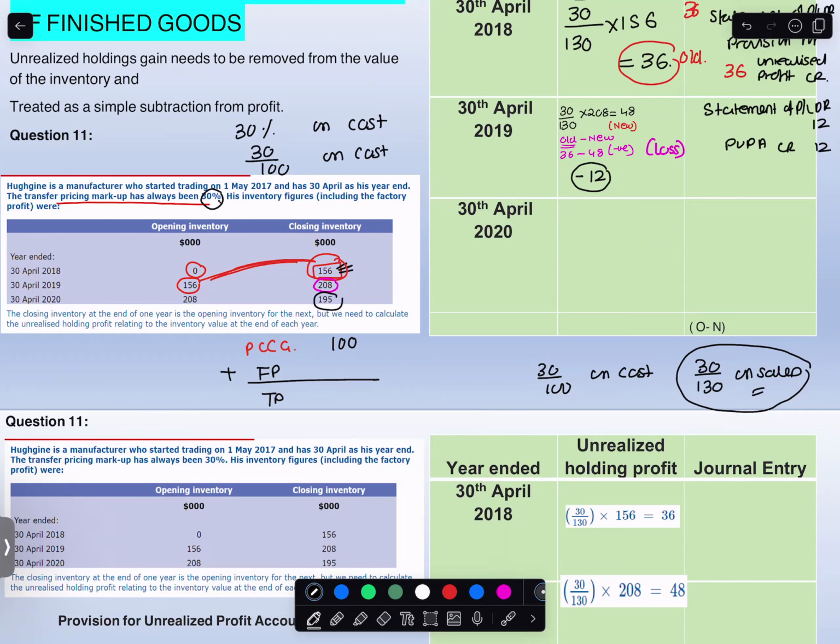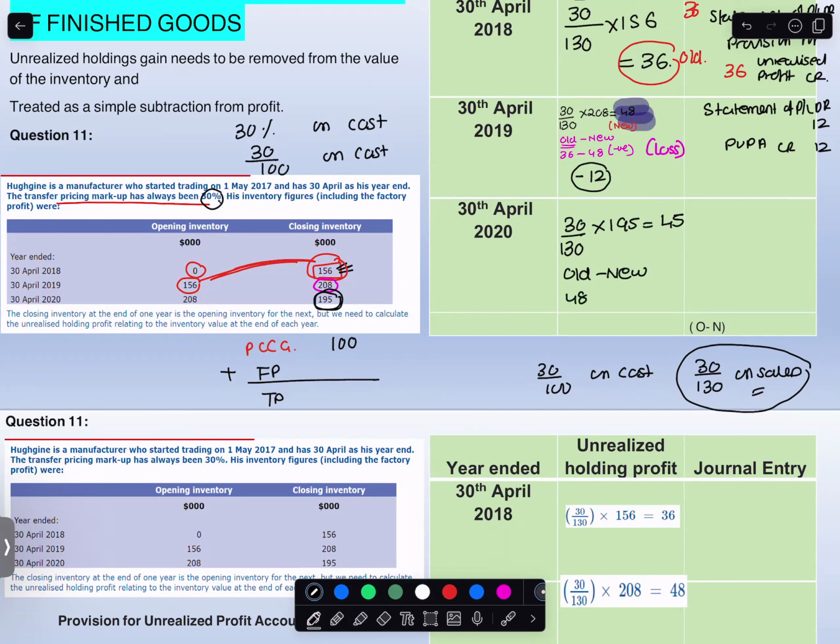Now what is the PUPA included in the closing inventory? 195 into 30 upon 130. Here it was 48. So now it's 45. So it will be 30 over 130 into 195. So this will become how much? 45.